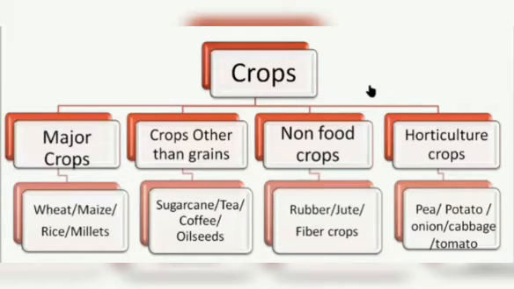Next, crops. Major crops can be classified into 4, that is major crops, crops other than grains, that is grains and leguminous crops, third one, non-food crops, and fourth one, horticulture crops. So in this lesson we will be talking about all these 4 crops. Let us talk about these crops one by one.